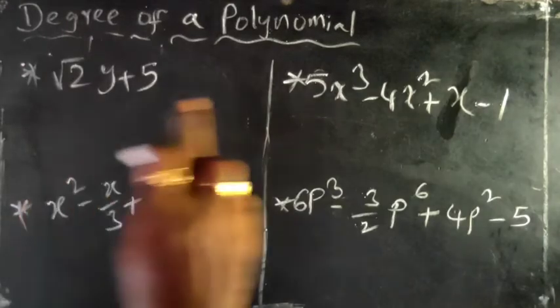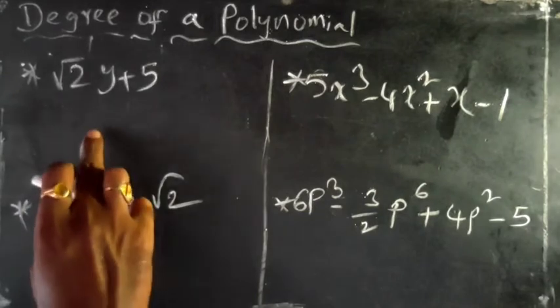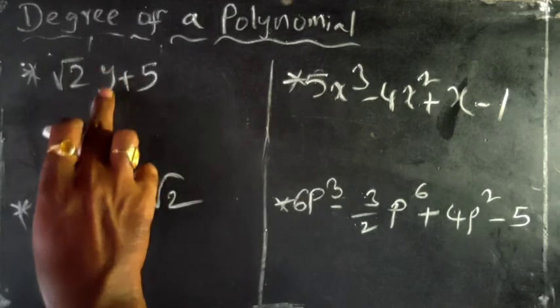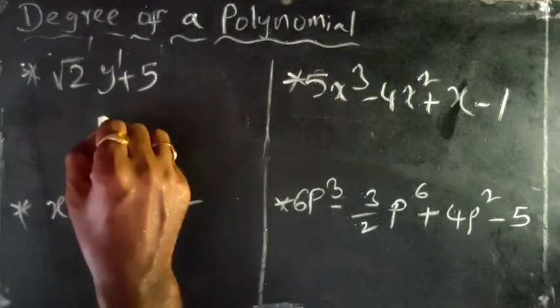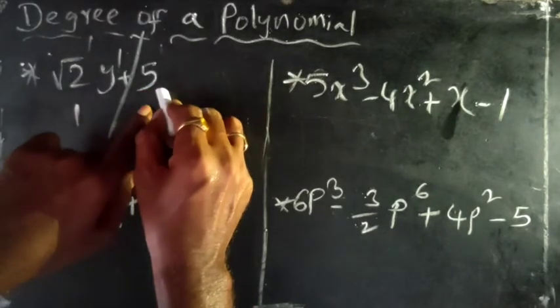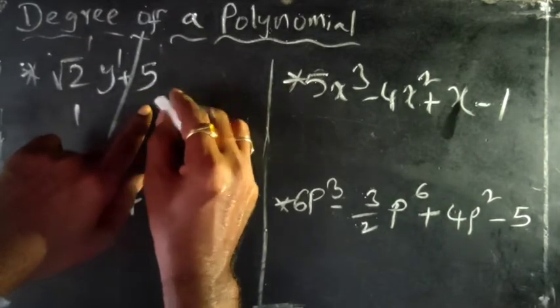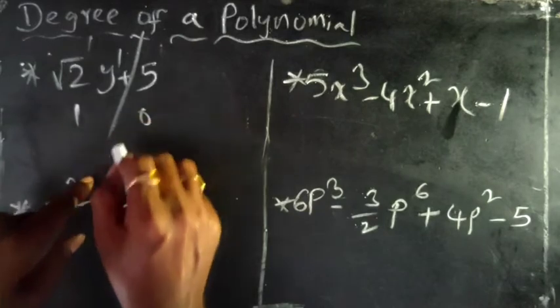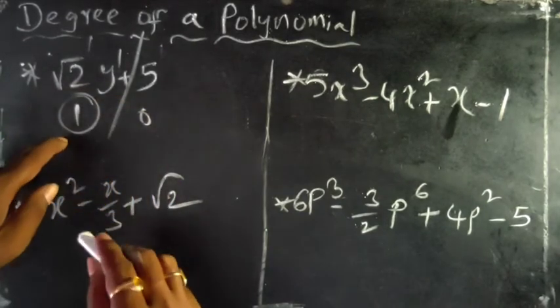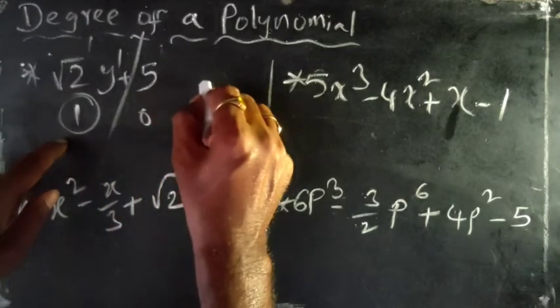Now observe these four polynomials, my dear students. See here, what is the variable present in this polynomial? Y. What is the power of this variable y? 1. So what is the degree of this term? 1. Here what is the degree of 5? 5 is a constant. So what is the degree of this constant? 0. In this, which is the highest power? 1 is the greatest number. So the degree of this polynomial is 1.